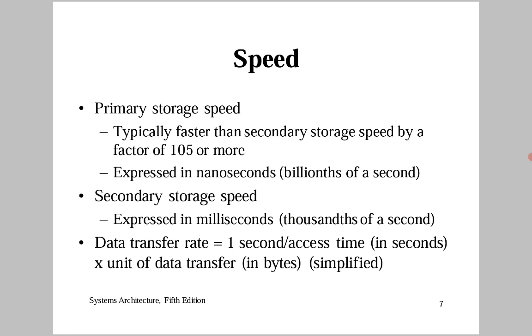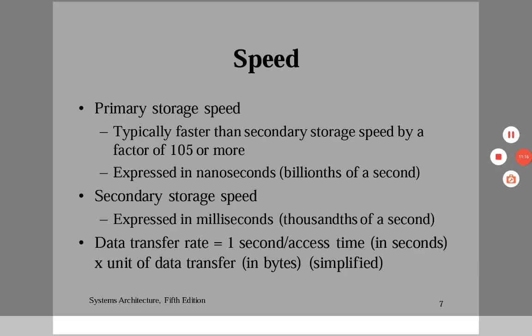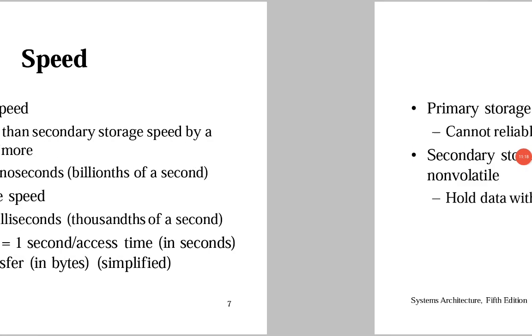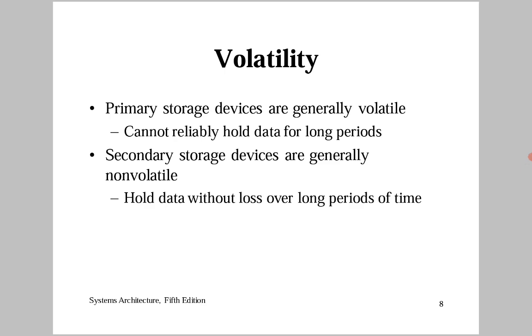The data transfer rate in primary or secondary memory is measured as 1 second per access time, meaning the number of seconds taken to transfer one bit or one byte of information. Next, another characteristic or parameter is volatility. Volatility means either a permanent memory or a temporary memory.